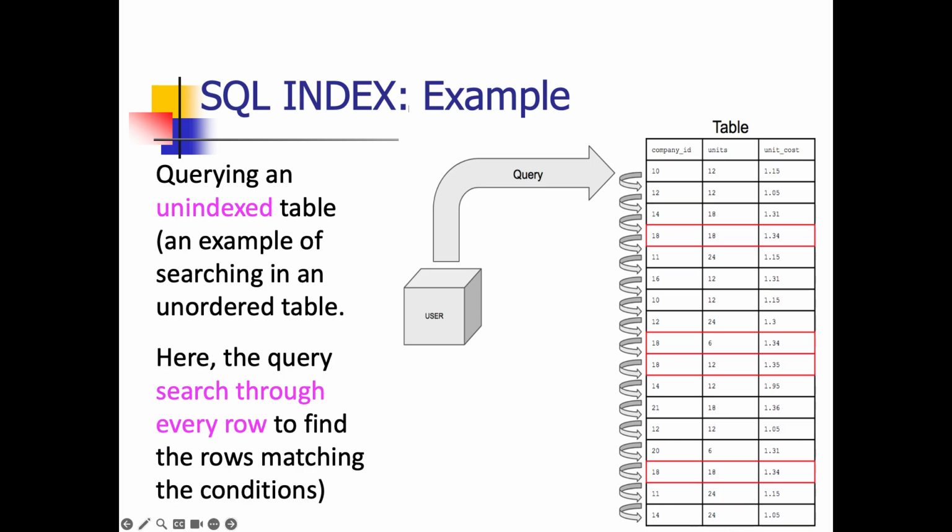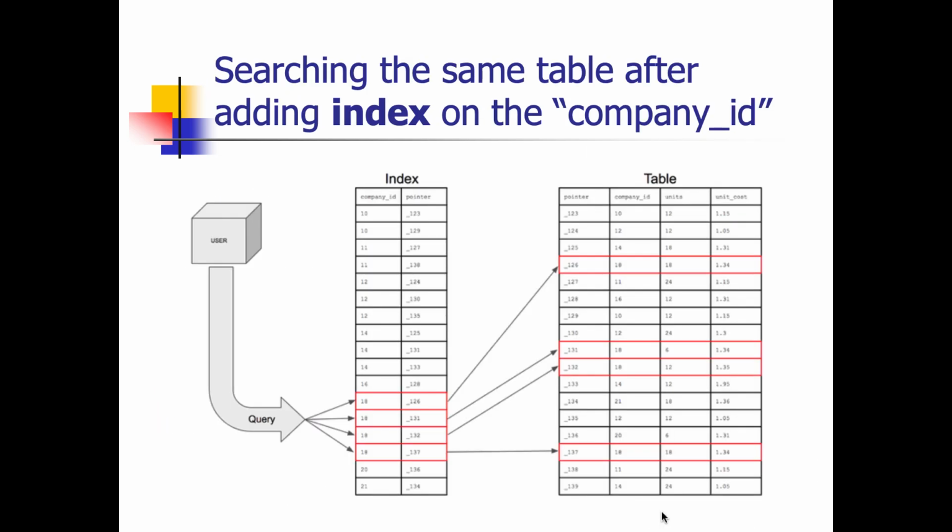So how many do we have here? We have 1, 2, 3, 4, 5, 6, 7, 8, 9, 10, right? 11, 12, 13, 14, 15, 16, 17. So we have 17 rows, and you can imagine in a large table it could be thousands of rows or millions of rows. So it is searching millions of rows to return only 4, 5, or a few rows. Now, what is the solution?